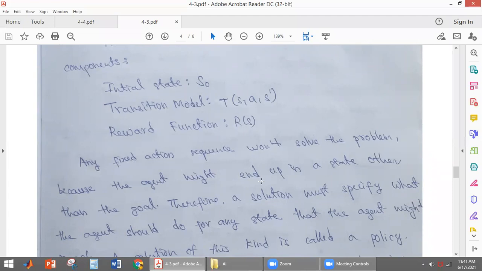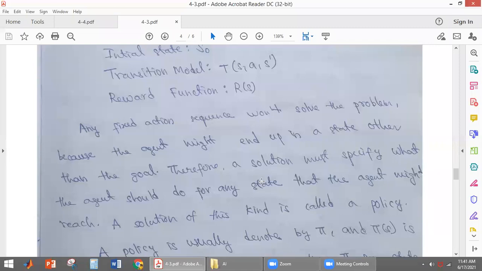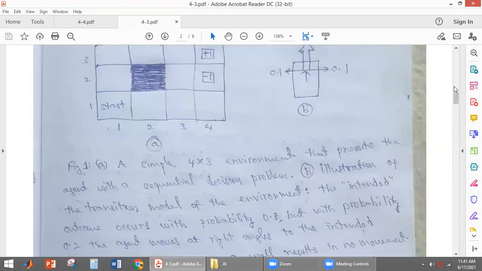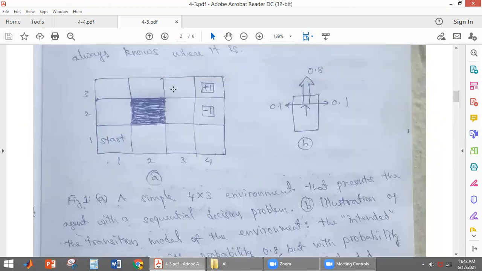So what is the solution here? The solution will specify what the agent should do for any state that the agent might reach. Whenever the agent reaches a particular state, the solution will say what the agent should do in that state. For example, here we have discussed this 4 by 3 world. For example, the agent has reached this state.